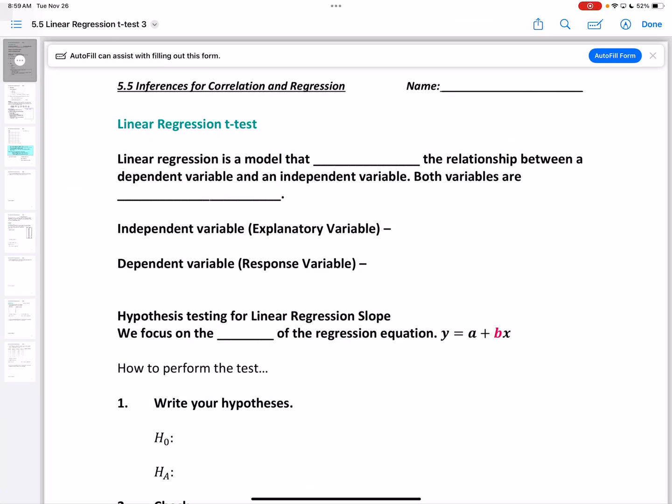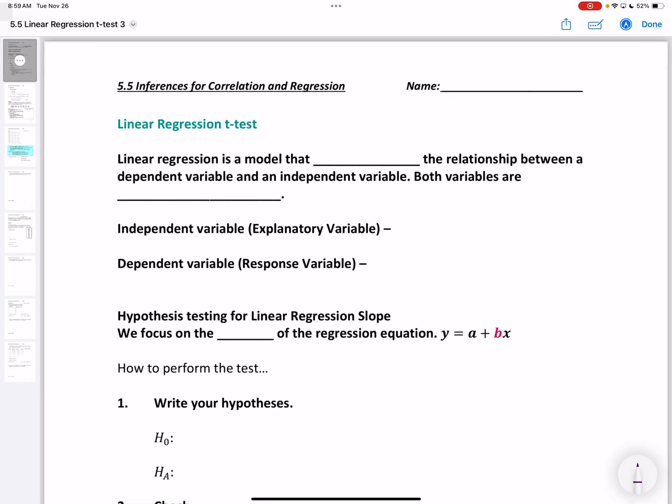Okay. So this is it. This is the last one. And it is a linear regression t-test, okay? So the linear regression is a model that estimates the relationship between a dependent variable and an independent variable. And both variables are quantitative.